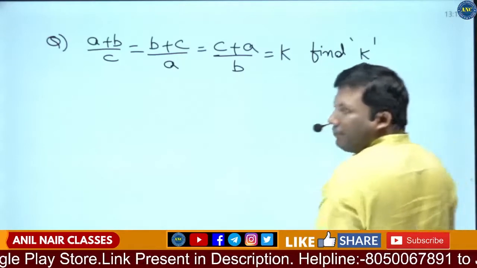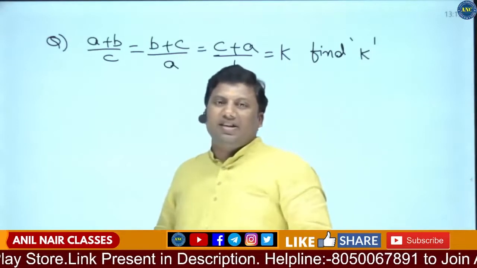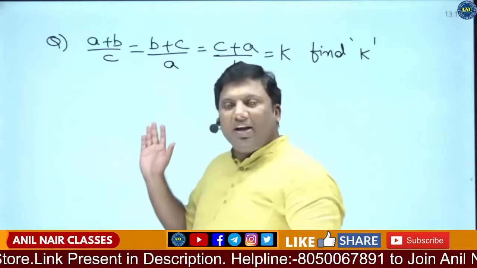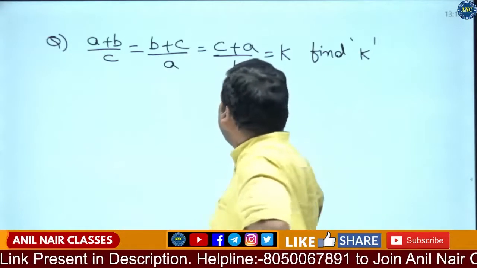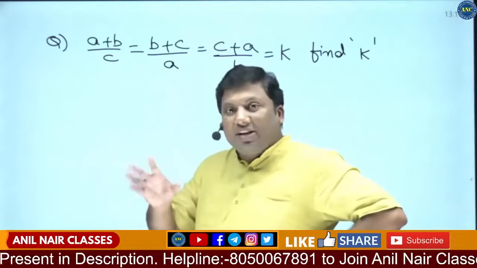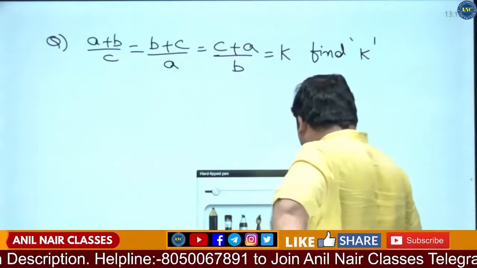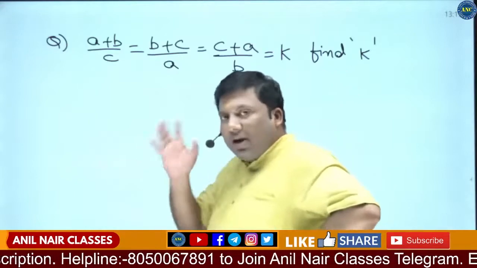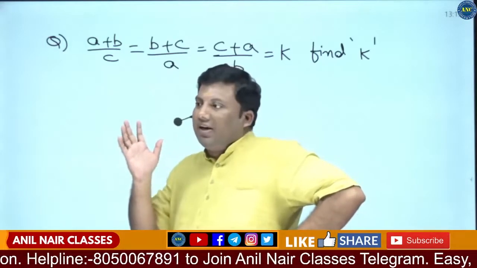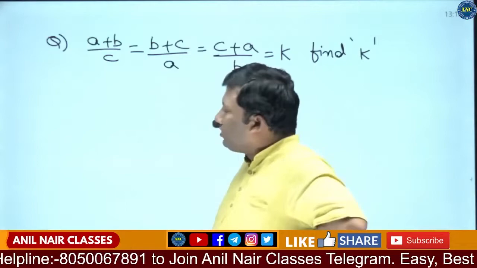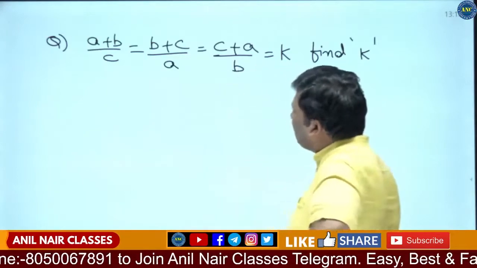Find K. A plus B by C is equivalent to B plus C by A, equivalent to C plus A by B. Find K. If nothing is given, A, B, C are real numbers. In all our examinations, if the domain of variables is not given, then it is real numbers.